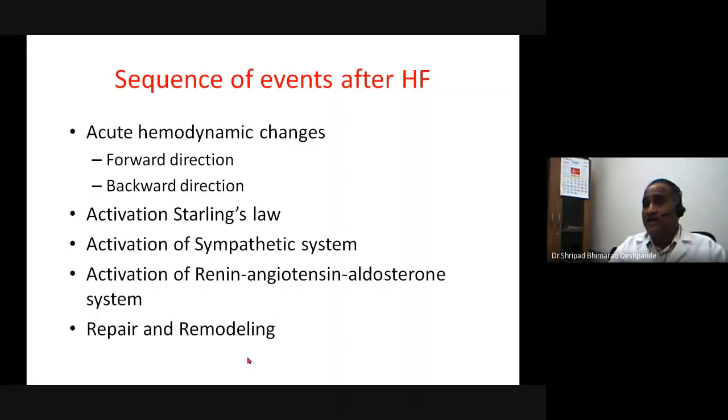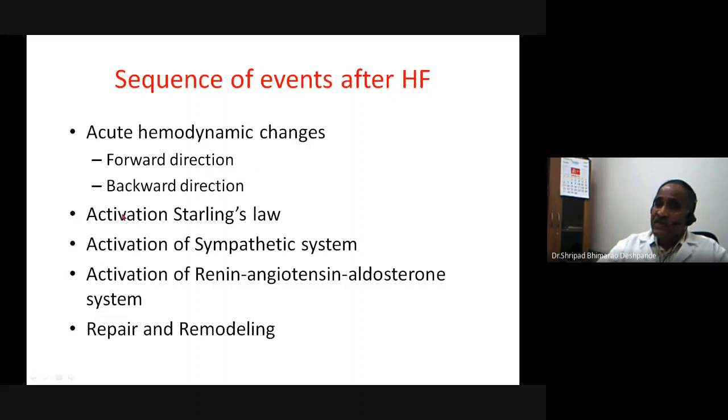Now, let us consider what are the various sequence of events happening after heart failure. One, there will be changes in the blood flow. That means hemodynamic changes, the blood flow parameters. So in the forward direction and in the backward direction. And these things I would take up in the coming slides in detail.